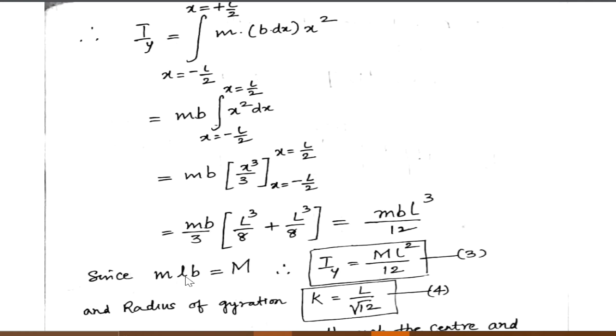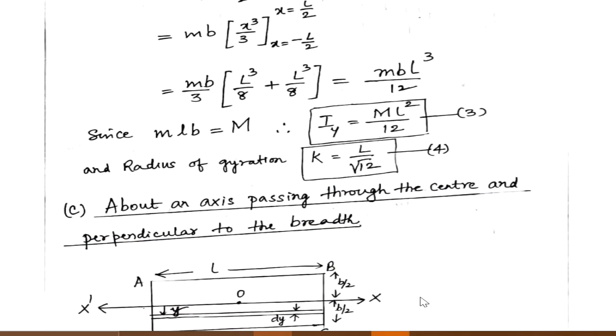Since m, mass per unit area, into length and breadth gives you the mass of the rectangular plate, therefore Iy is equal to ML square by 12. Equation 3 gives you the moment of inertia of the rectangular plate about an axis passing through the center and perpendicular to its length. And the radius of gyration is given by L by root 12, that is equation 4.